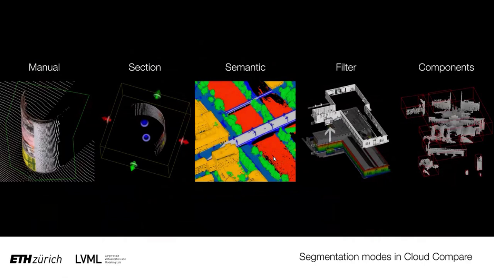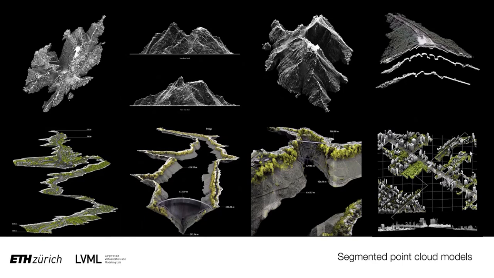Or you can segment by components. Here are a few examples. If you have a mountain peak or an island, you can just cut whatever is lower. You can create sections here. You just extract a 10-meter width line, or you filter by elevation, or you can filter out manually certain elements that you want to highlight.